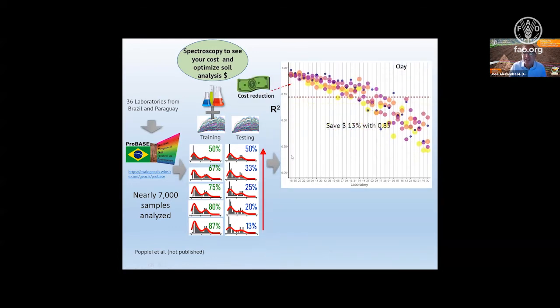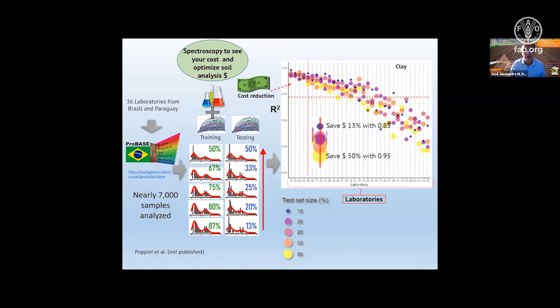And look what happened on this graphic here. Here are the laboratories, and here is the R2. And this is the size of the test. I'm going to try to explain in a few words. This laboratory, number 8, what we saw is that he can save 13% money if he used 0.85 of his accuracy, but he can save 50% of the money if he wants to use 95%.